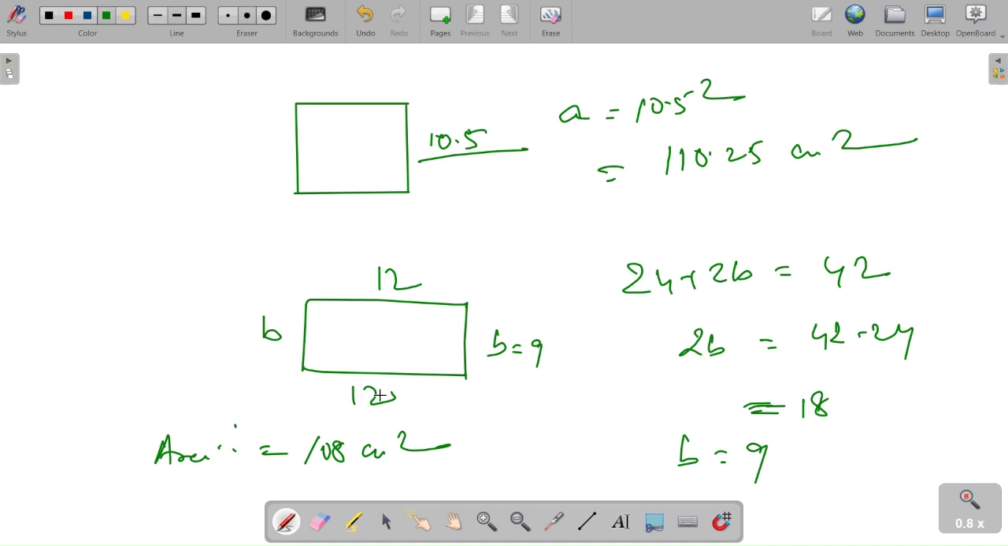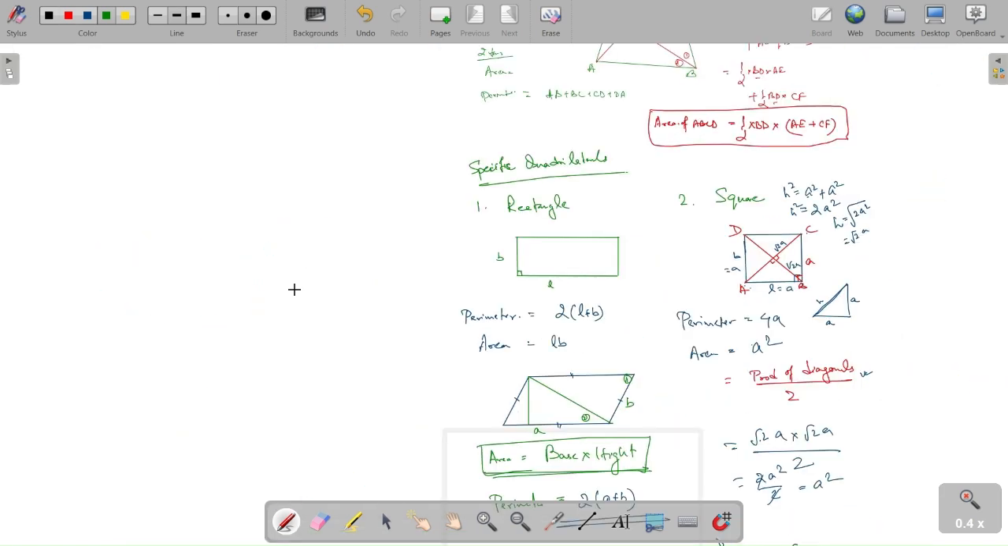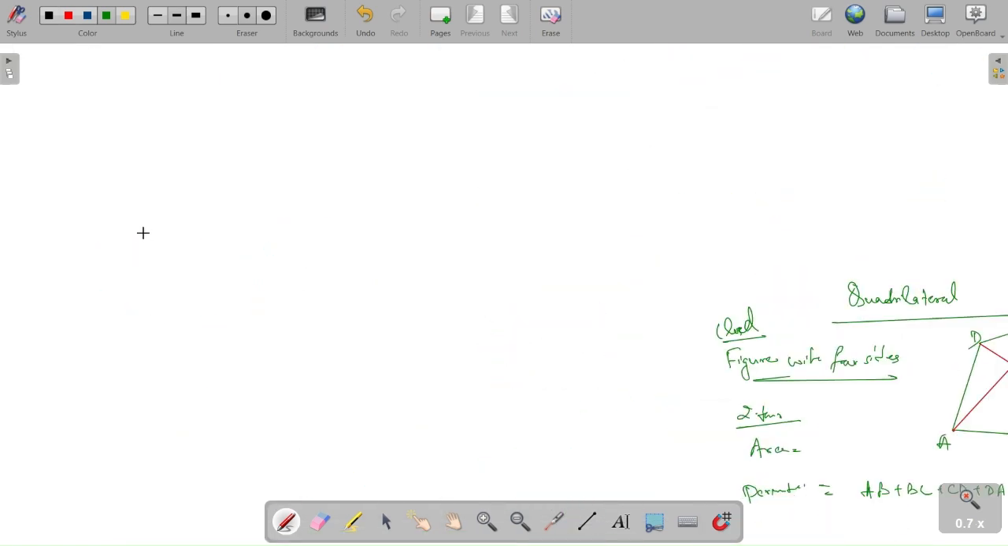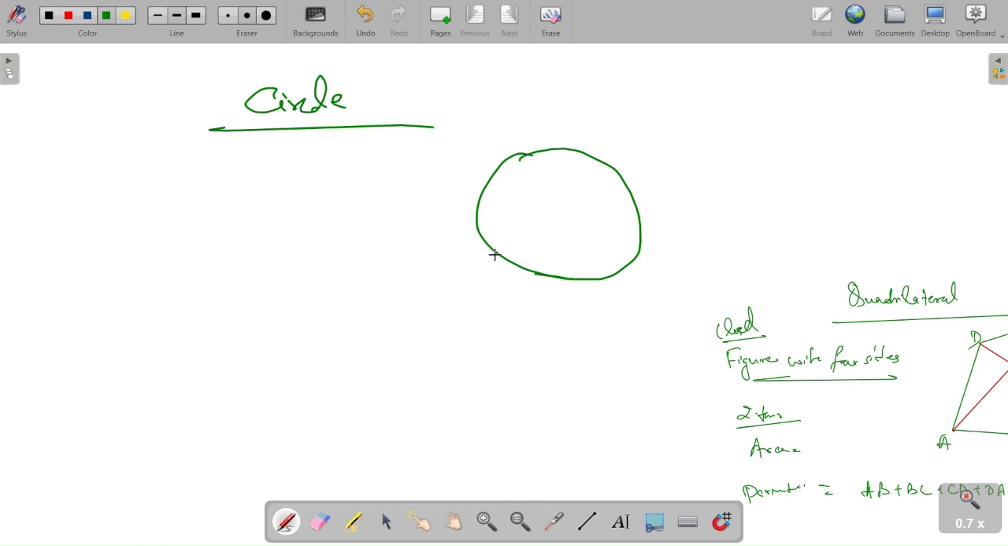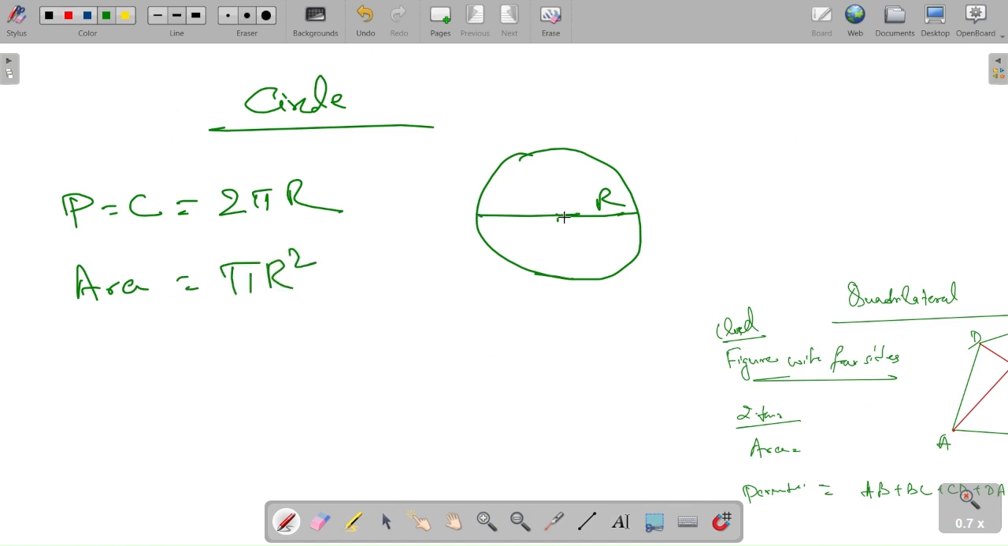Acha, one last thing is the circle. For a circle, if this is the radius r, then your perimeter, also called circumference, is 2 pi r, and the area is pi r square. If instead of radius, diameter is given, you have diameter is 2 times radius. So this will be pi times diameter square by 4. Got it?